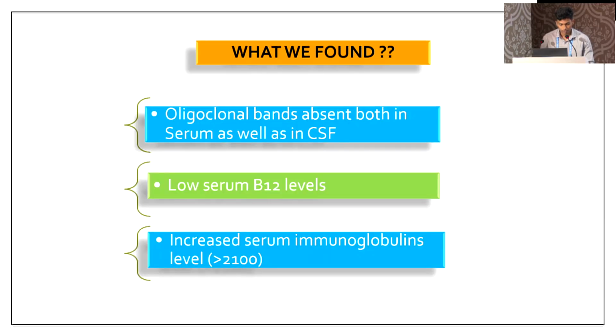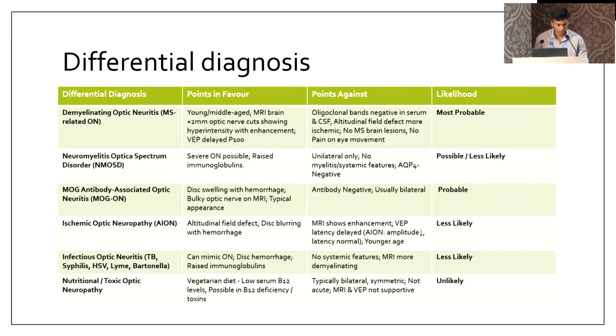So what we found in this patient is that oligoclonal bands were absent in both serum as well as CSF, and low serum B12 levels were seen. Increased serum immunoglobulin levels, more than 2100. So here comes the differential diagnosis.